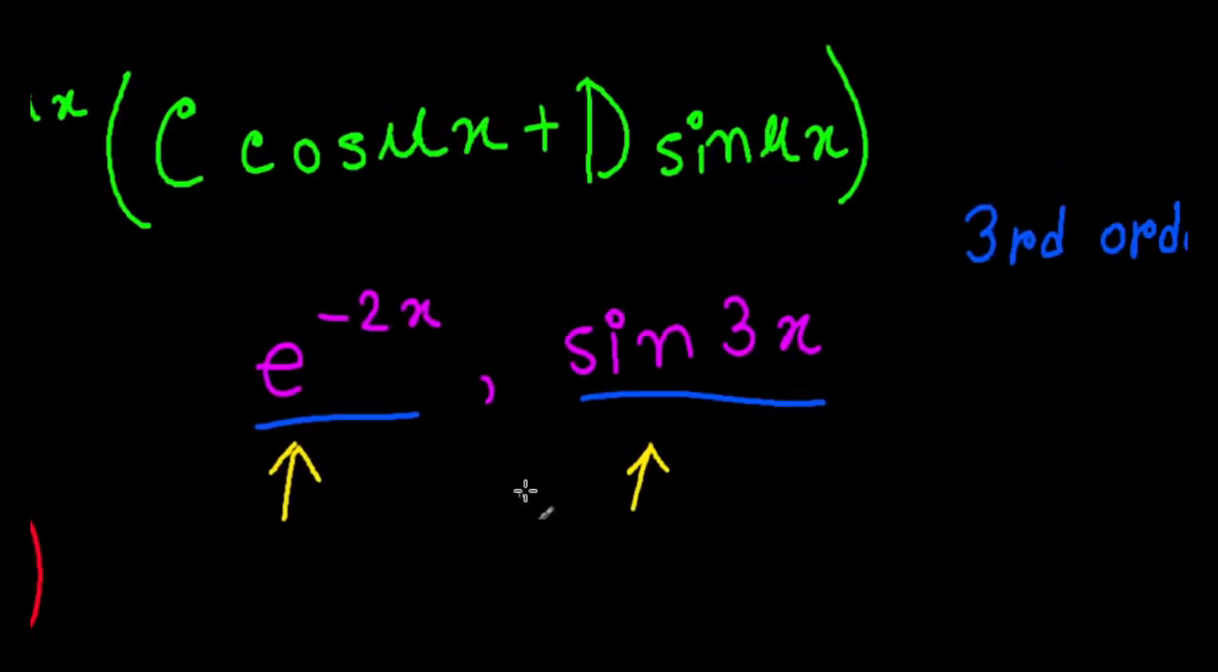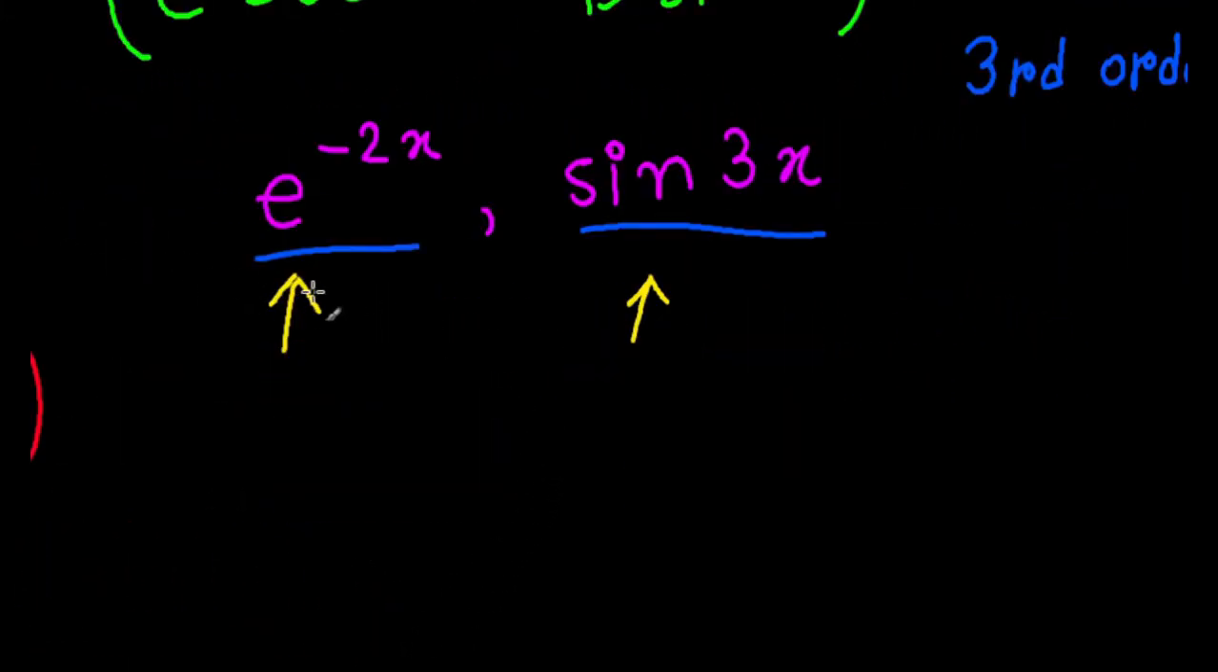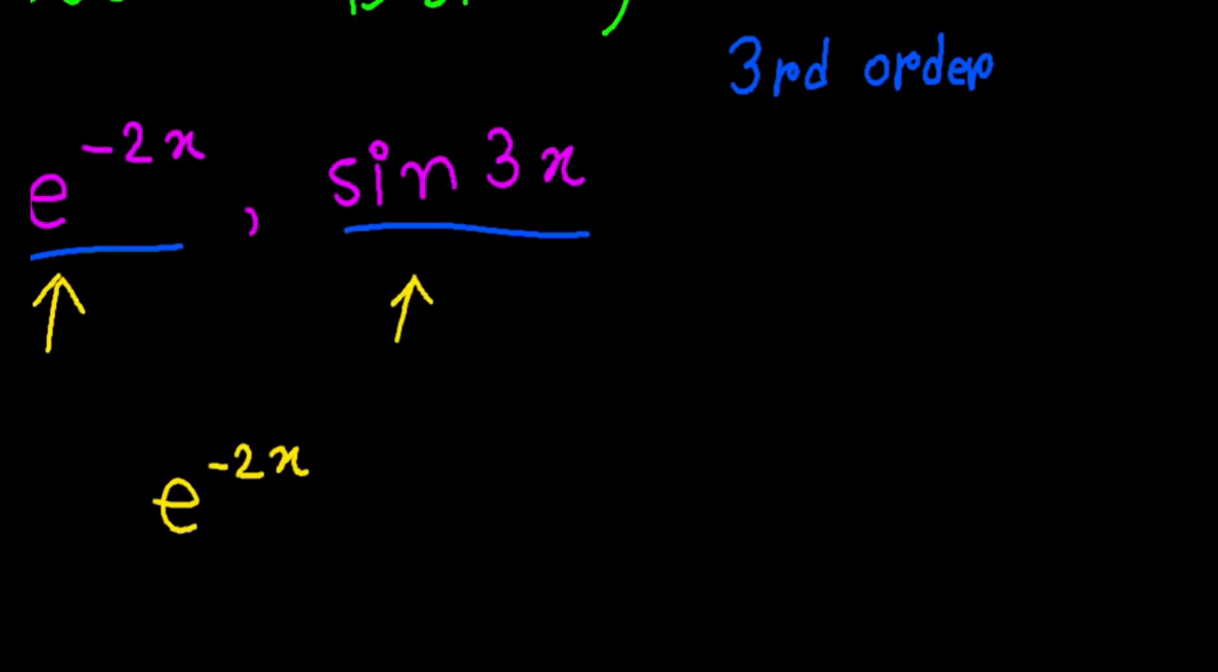So enough of me blabbering, let me just explain. So we know that e to the minus 2x is a solution. I'll actually do three problems in total, and for all three of them, what we have to do is find two things: the general solution, and the differential equation itself.